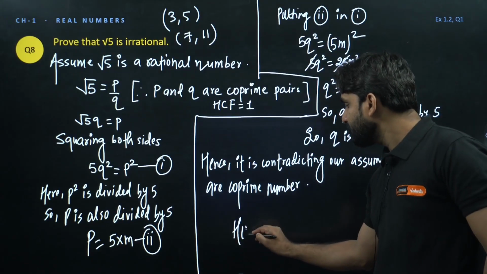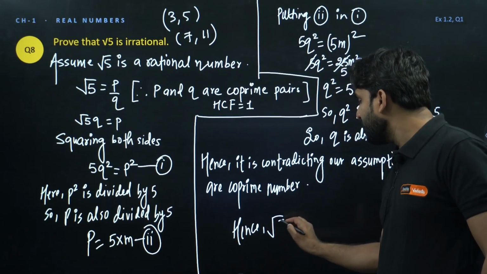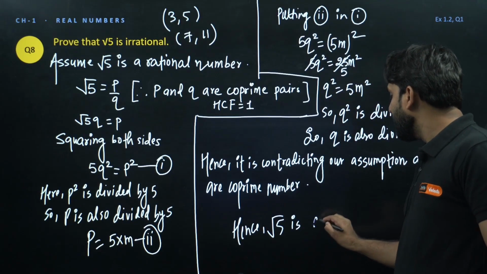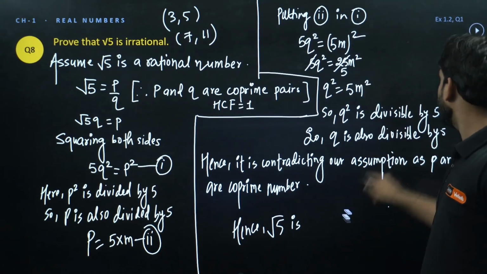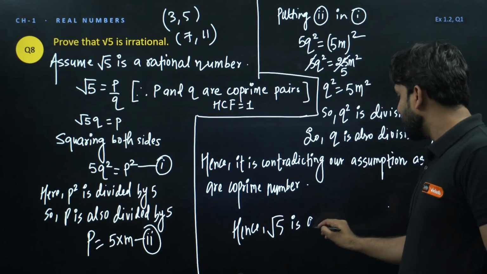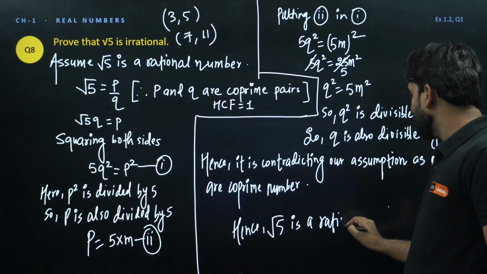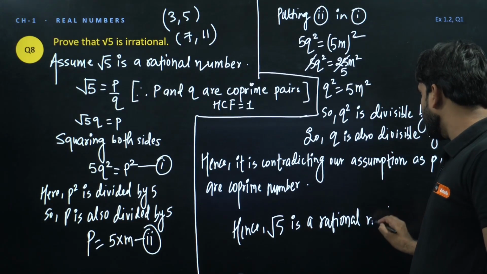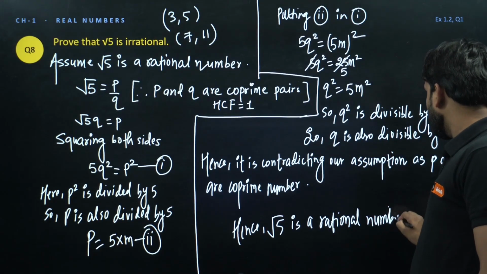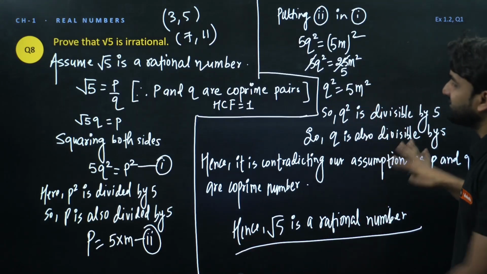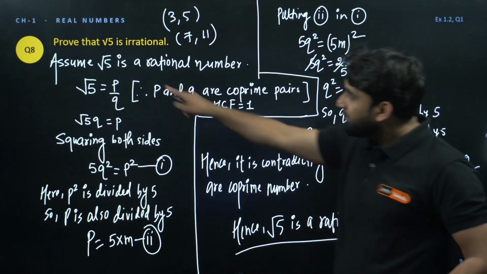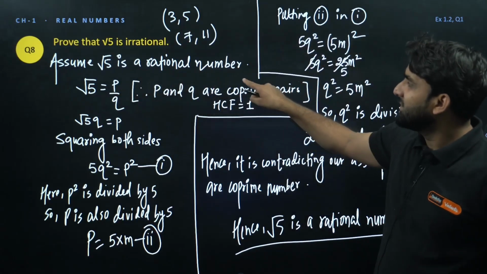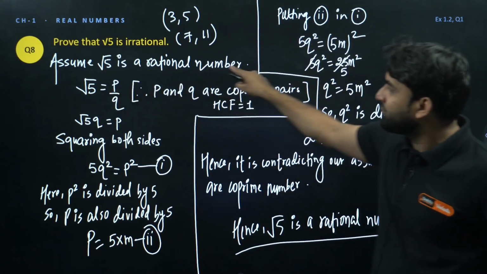Hence root 5 is, sorry, not a, because I have to write here rational, is a what type of number? Champion, please tell me. Rational number. Because this contradiction occurs. Why has this contradiction occurred? Why has this contradiction come? Because our assumption was root 5 is a rational number.